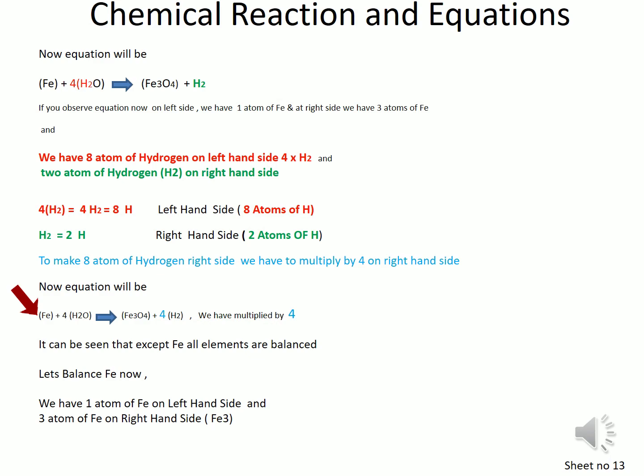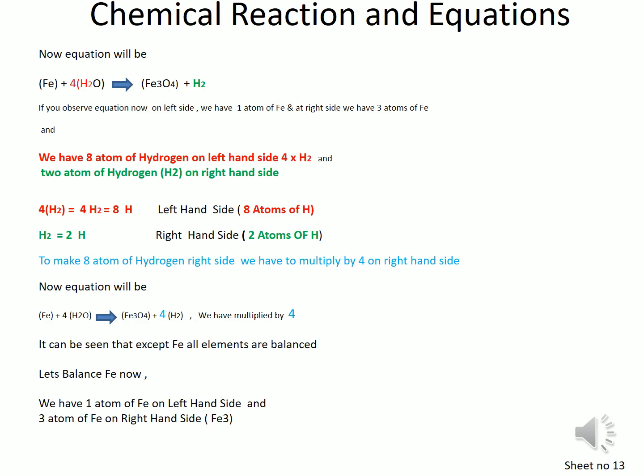So now the equation becomes Fe plus 4H2O is equal to Fe3O4. This is as it is, we have not done anything. Plus 4H2, we are multiplying by 4 to balance the equation. Okay. Now the equation is balanced as far as H2 is concerned. First we balanced oxygen, then we balanced hydrogen.